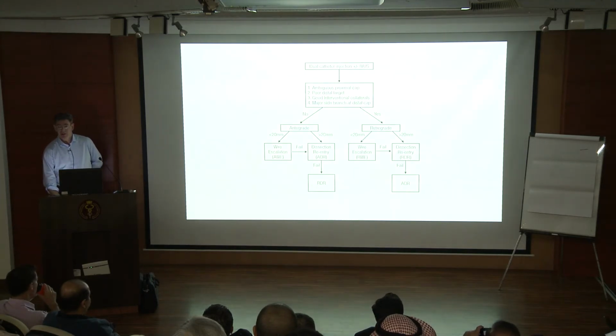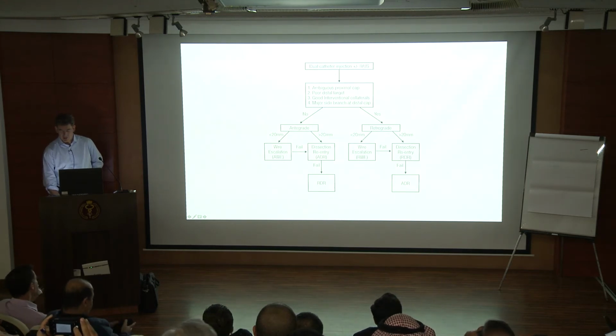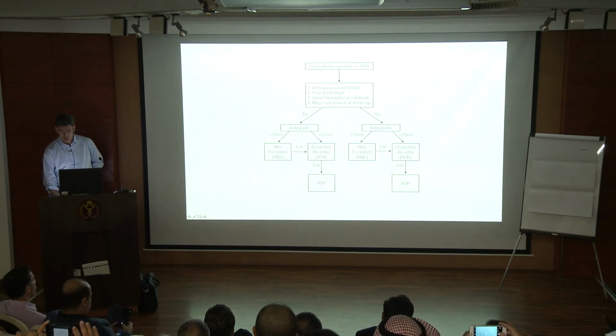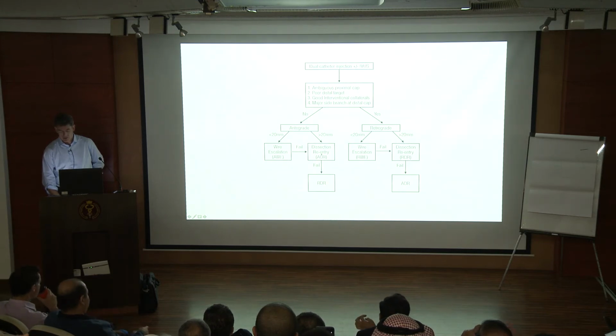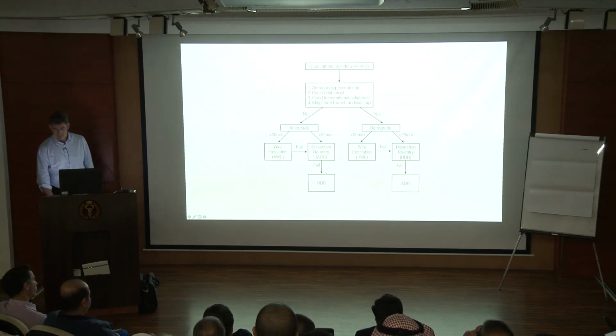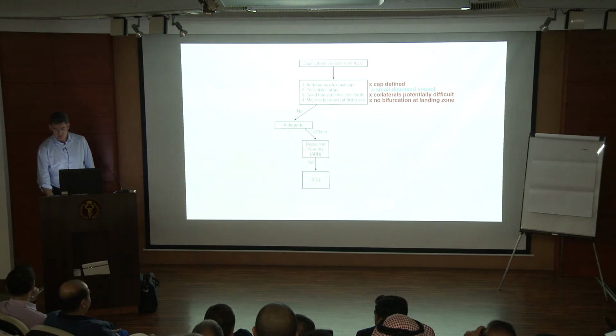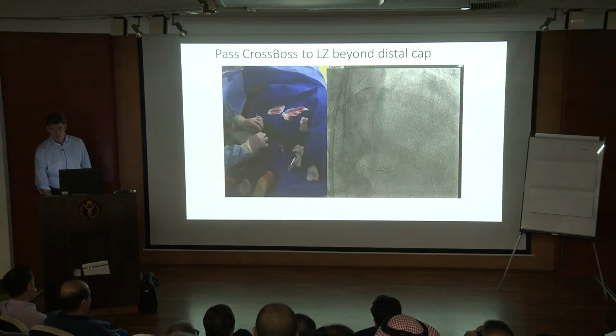This is the way in which we've systematized the thinking. You all know this hybrid algorithm by now. Dual catheter injection, look at the cap, the target, the collaterals, the side branch at the distal cap. Are you going to go antegrade or retrograde? If it's antegrade and it's short, wire escalation. Antegrade, longer than 20, dissection re-entry. And if it fails, then bail out to RDR. This case is a good example of that. The cap is defined, the collaterals, because of some of the tortuosity, are potentially difficult, and there's no bifurcation at the landing zone.